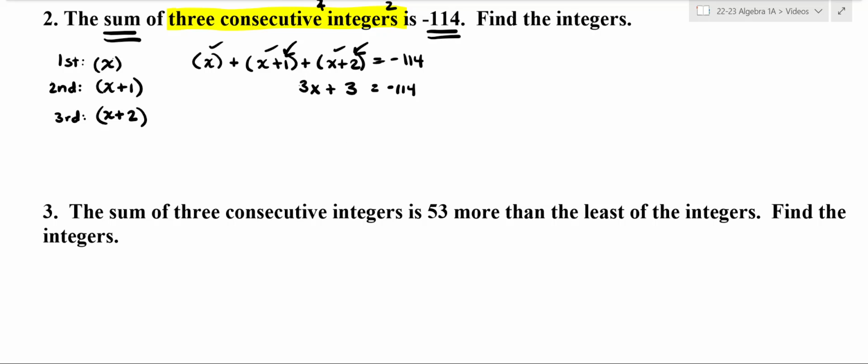All right, so now we want to solve for the variable. That means we have to subtract 3 on both sides. Sorry, I had a little bit of hiccups just now. All right, so we have 3x equals negative 117. And the final step to isolate x is to undo that multiplication by 3. So we need to divide by 3.